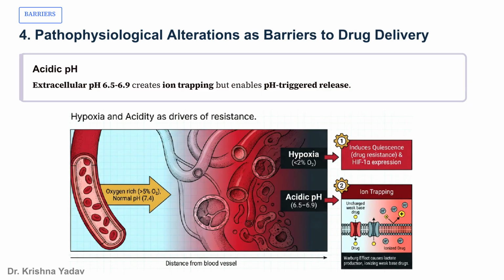Hypoxia and acidity are drivers of resistance. Low oxygen induces quiescence and HIF-1 alpha expression. The acidic pH outside the tumor cell, compared to the normal pH inside, causes ion trapping, which limits the free drug's ability to cross the cell membrane.